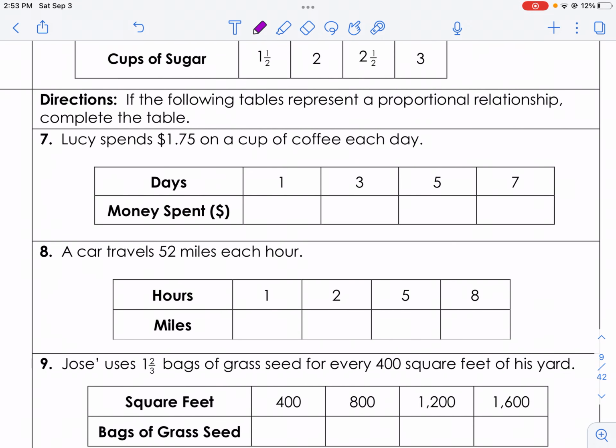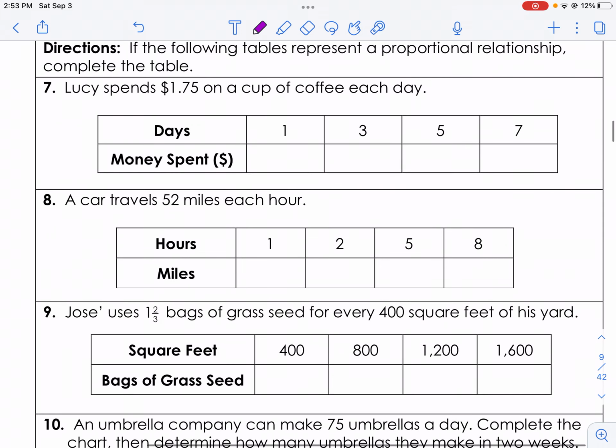Let's learn how to fill in tables. This is actually much easier. There's no dividing, it's more multiplying. So suppose Lucy spends $1.75 on a cup of coffee each day. So if it's one day, how much does she spend? She spends $1.75. If it's 3 days, how much does she spend? Well, you have to just grab a calculator or do it in your head, but 3 times 175, which is 525.